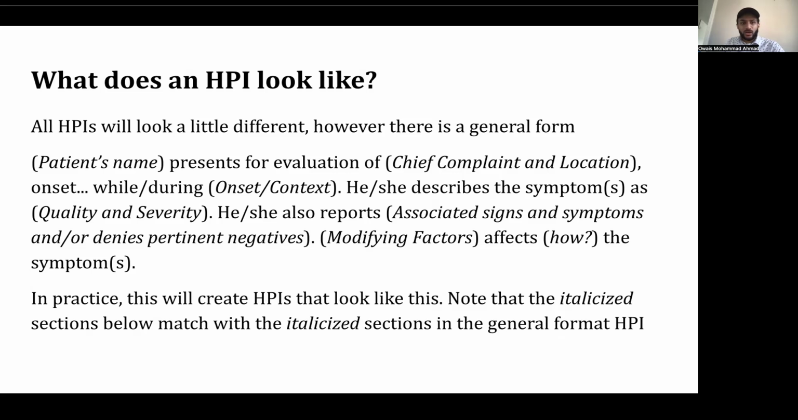The patient's name presents for evaluation of chief complaint and location. Onset while doing, onset context. She/he describes the symptoms as quality and severity. She/he reports the associated signs and symptoms and/or denies pertinent negatives. We can see modifying factors affect the symptoms. In practice, this will create HPIs that look like this. Note that the sections written in italics below match the italicized sections in the general format HPI.